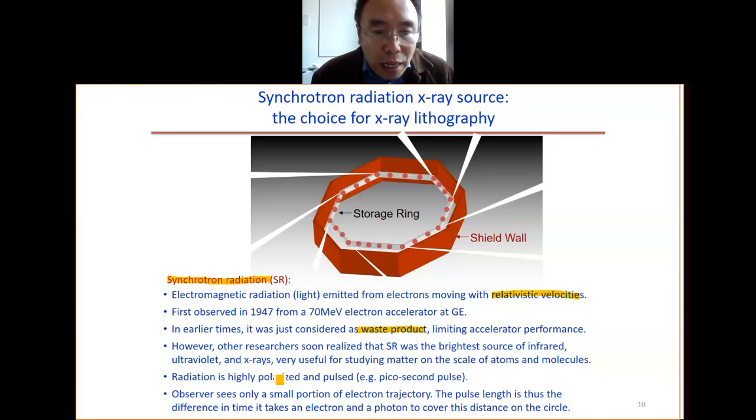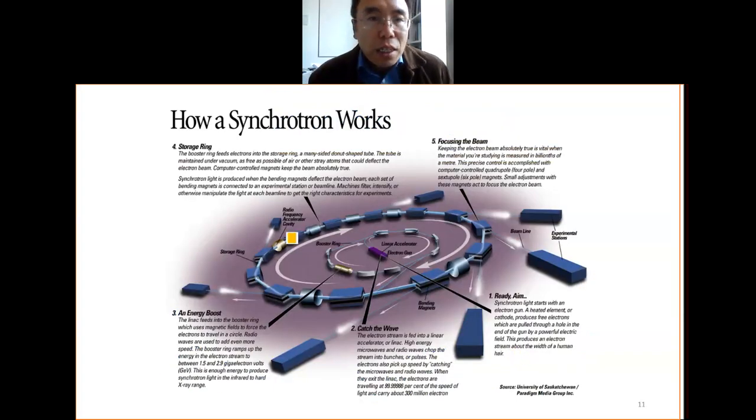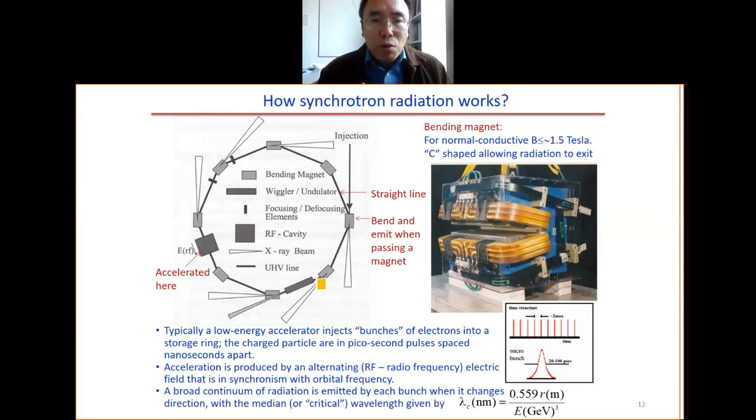The radiation is highly polarized and pulsed. When the electron moves, it will stay here. Only when the electron moves here can you see it. When the electron moves away, you cannot see it. As a result, it is pulsed, not a continuous wave. Here is the explanation of how synchrotron radiation works. It is the same thing, but in a simpler form that you can see more clearly.